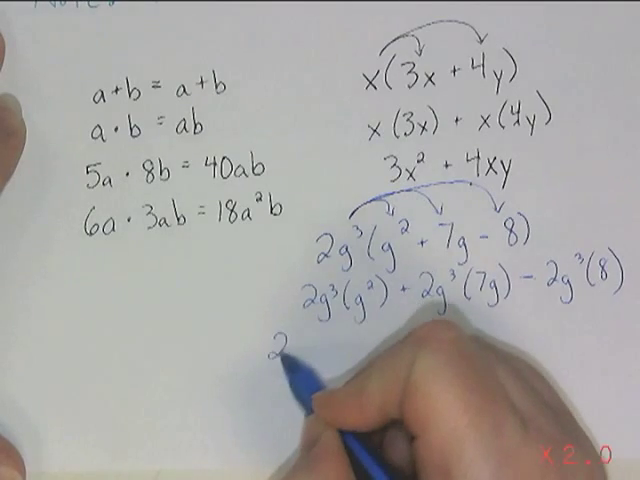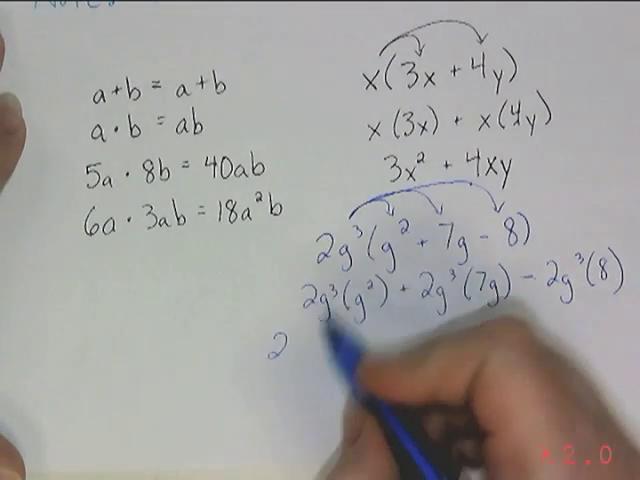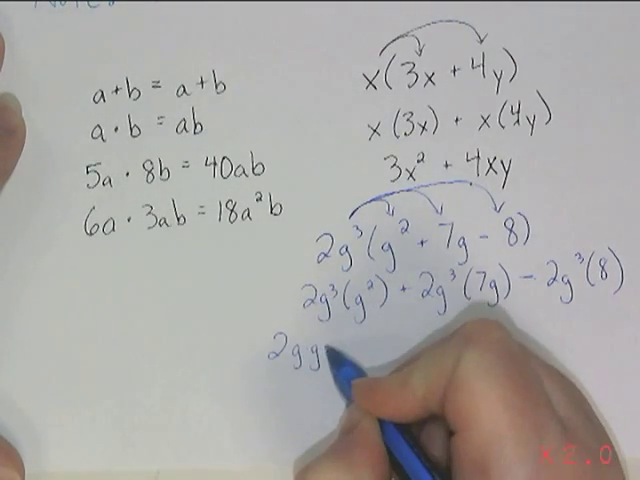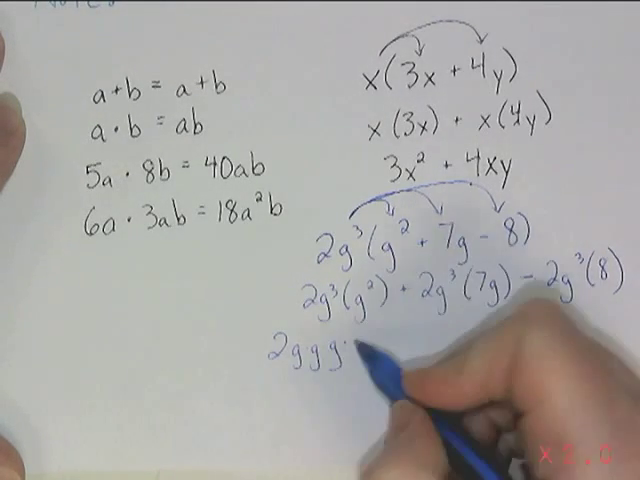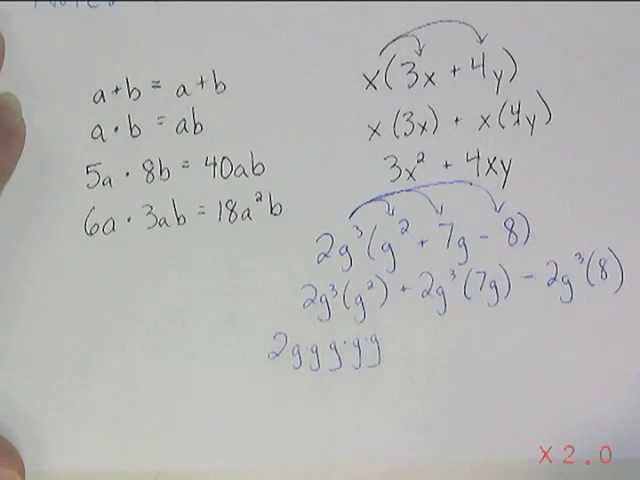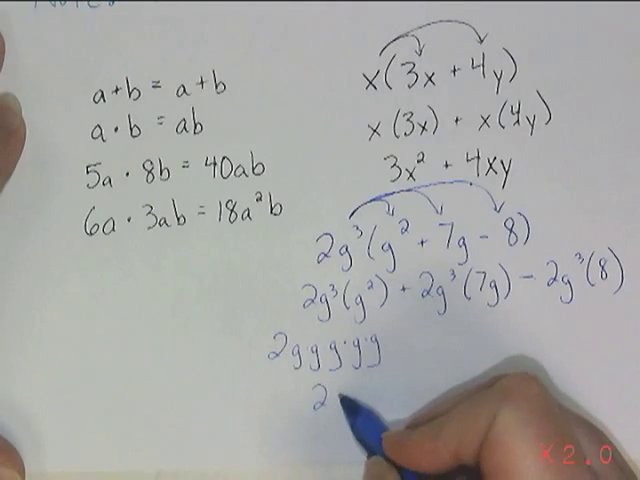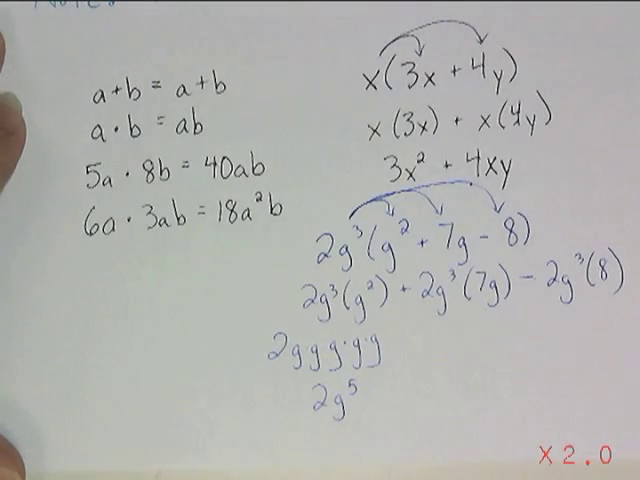Think about writing this out in expanded form. G to the third power is g times g times g. And now we're multiplying that by g squared, which is g times g. When I take a look at it this way, it makes it a little bit more obvious that I should end up with 2g to the fifth power.